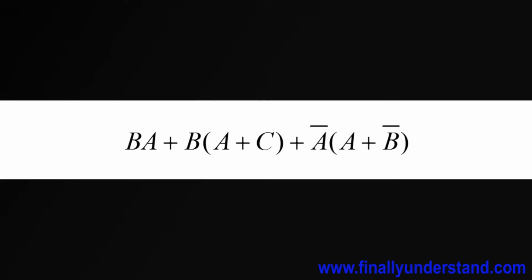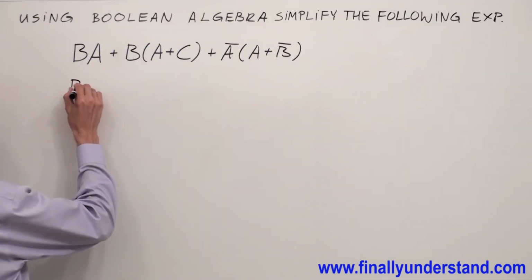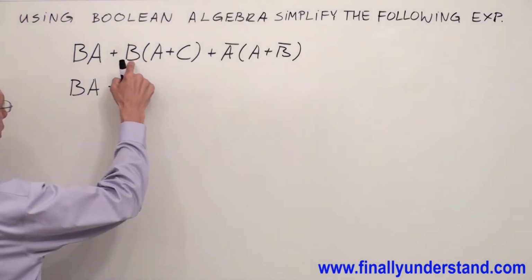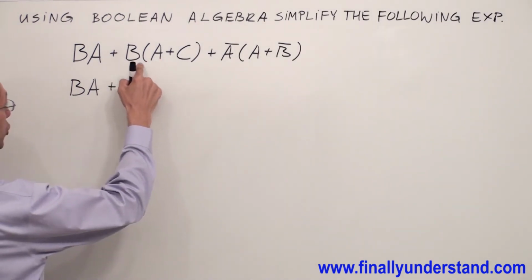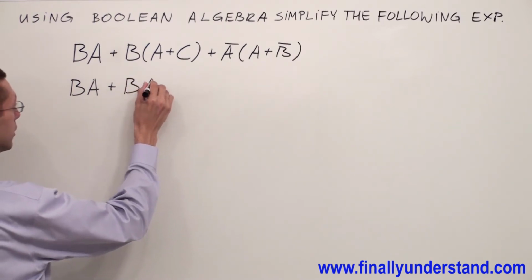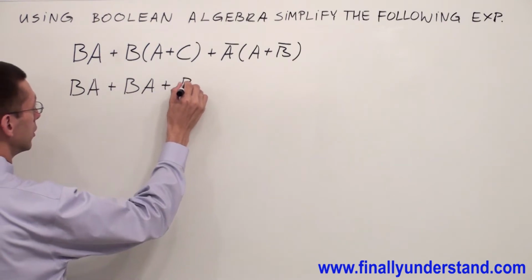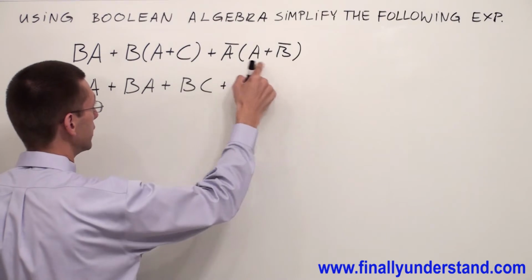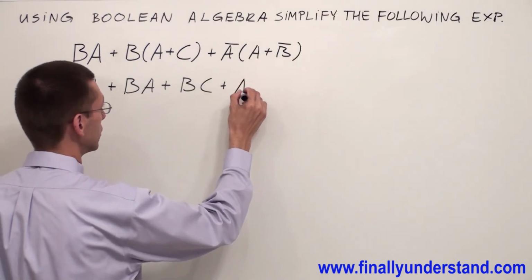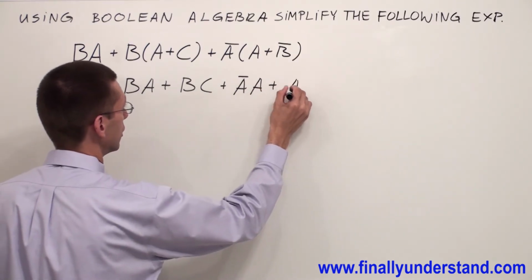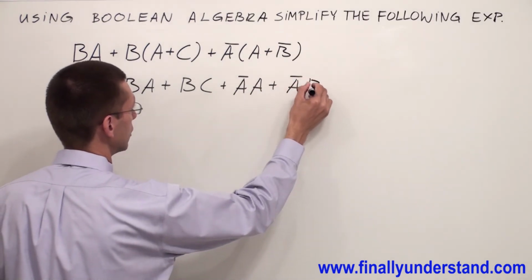Let's take a look at the next example. I have B·A, and this B I have to multiply by every single variable inside of the parentheses in order to eliminate the parentheses. That's why I'm going to have BA or BC. Again, I have to eliminate the parentheses. I'm going to multiply A' by A or A' B'.